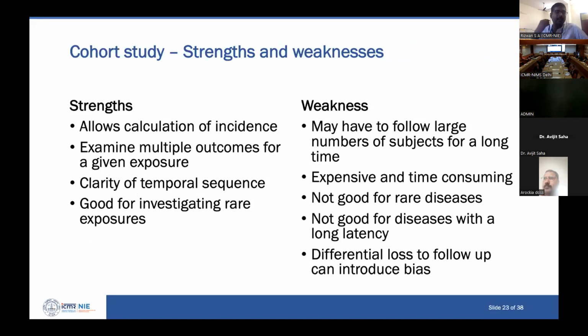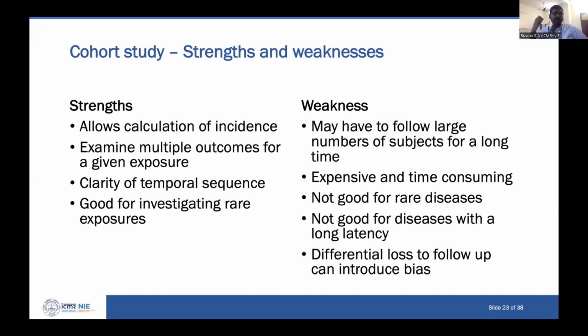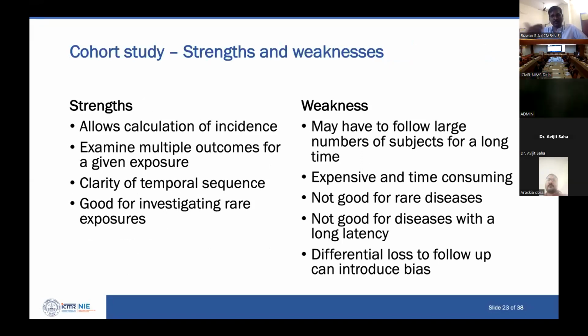It can help us understand multiple outcomes for a given exposure. So for example, if say you have asbestos exposure as one of the study exposures, you can look at multiple outcomes. It may lead to lung cancers, it may lead to other types of cancers, it may lead to other non-cancerous outcomes as well. So cohort studies help you to understand multiple outcomes of a particular exposure.